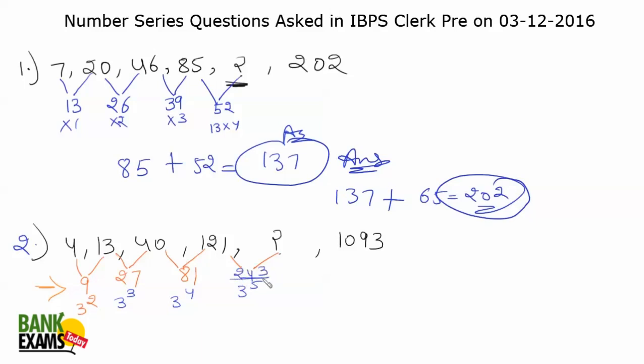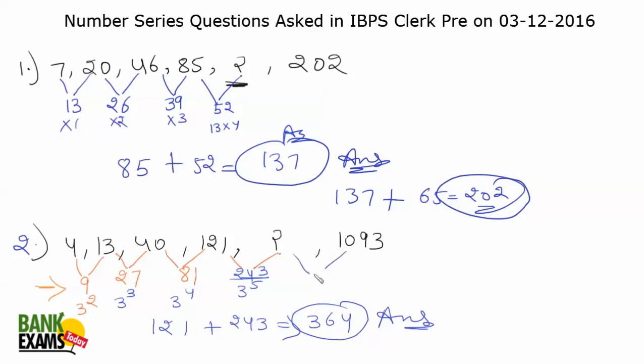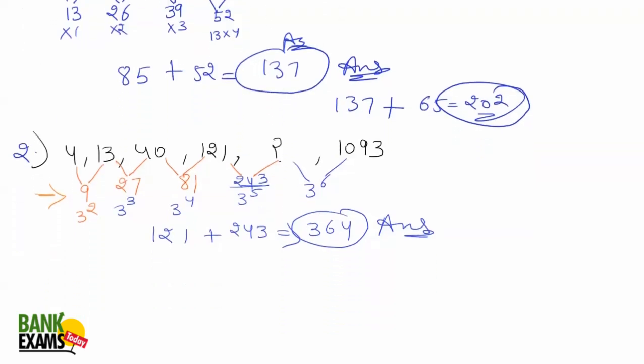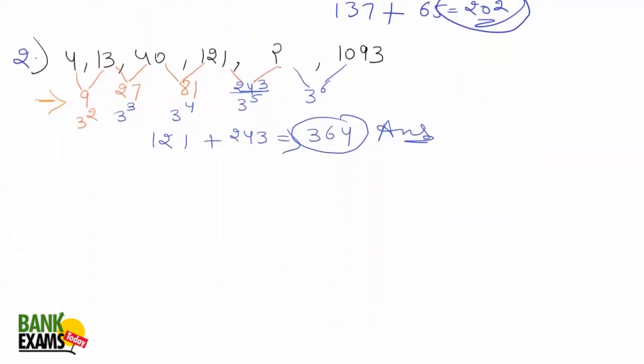So the answer is 121 plus 243, which becomes 364. 364 is our answer. You can cross check it, 3 the power 6 should be the difference, but there is a lack of time, so I recommend that if you see such questions in the exam, don't cross check the answers. It's enough.